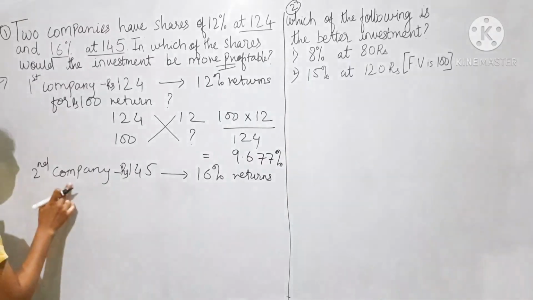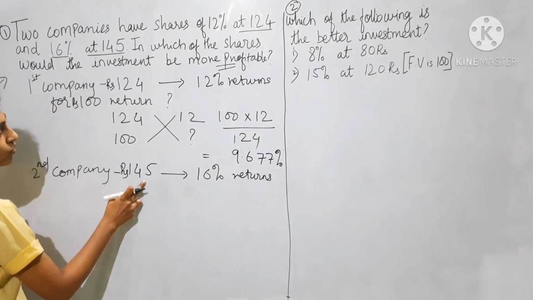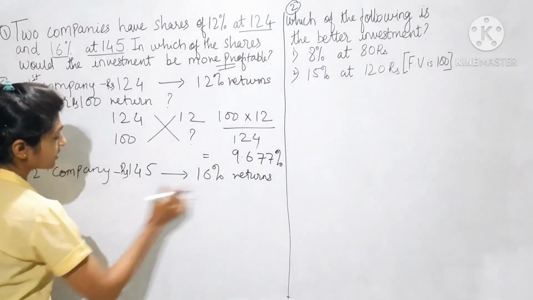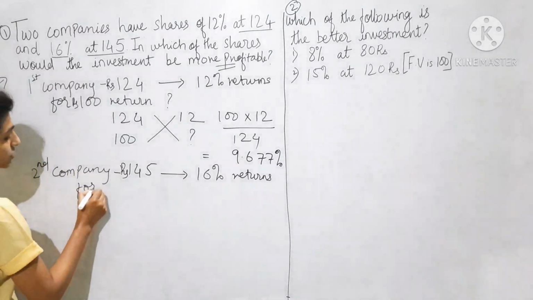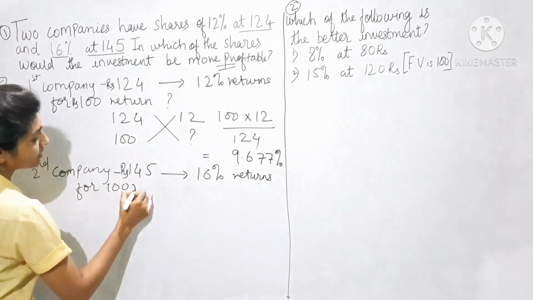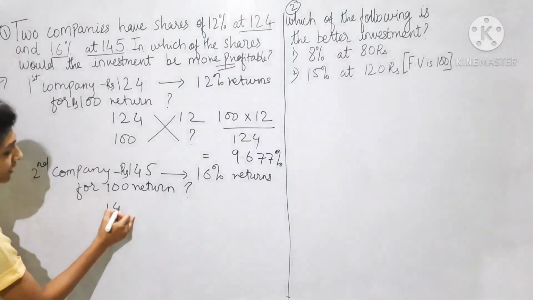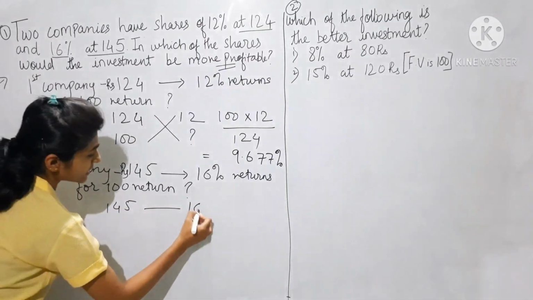Same way, for the second company, on 145 rupees we are getting 16% return. Then for 100 how much? For 100 the return will be question mark. Clear? So for 145 the return is 16.